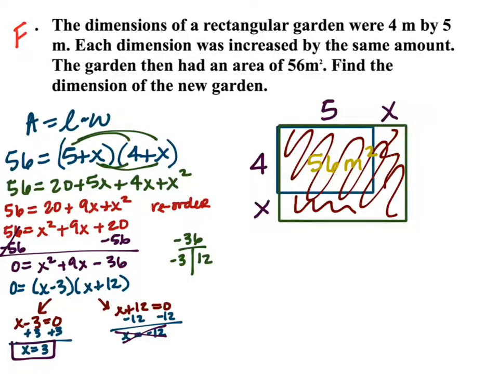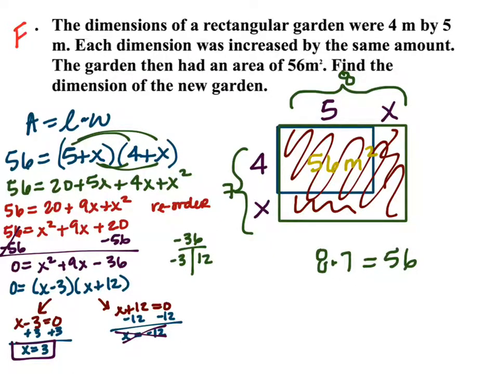That then tells me that I'm going to be adding 3 along with the 5, and 3 along with the 4. So this length becomes 8, and this length becomes 7. To check that, I can multiply 8 times 7, and in fact I do get 56. So I know that checks, which is excellent news. Again, all I did was plug in where I see this x, I made it a 3. So 4 plus 3 became the 7, and 5 plus 3 became 8.